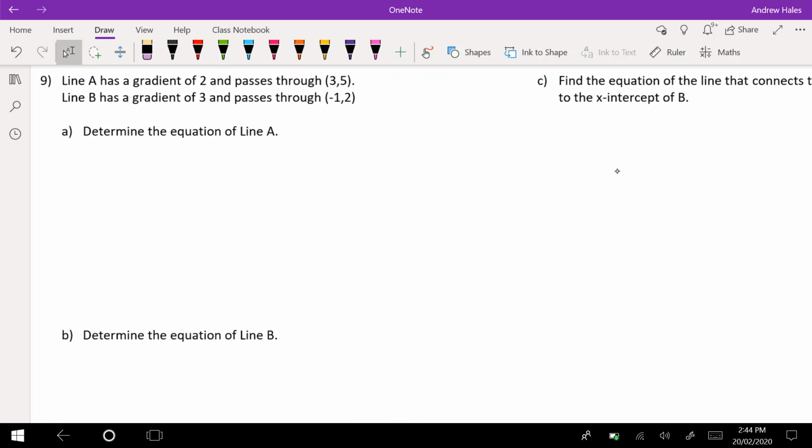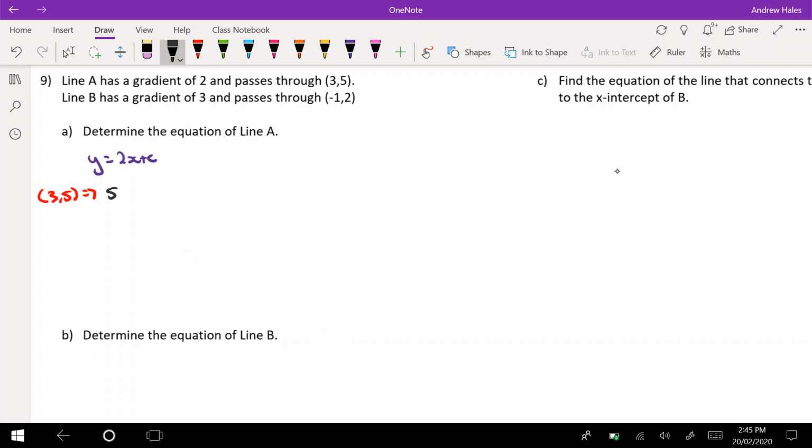Question 9, we're talking about gradients of lines and trying to find the equation. Okay, so my first line has a gradient of 2 and passes through the point 3, 5. So since it has a gradient of 2, we know that we can write it in the form y equals 2x plus c. Has to be like that. Well, now I just plug in my point. So let's plug in 3, 5 into my equation.